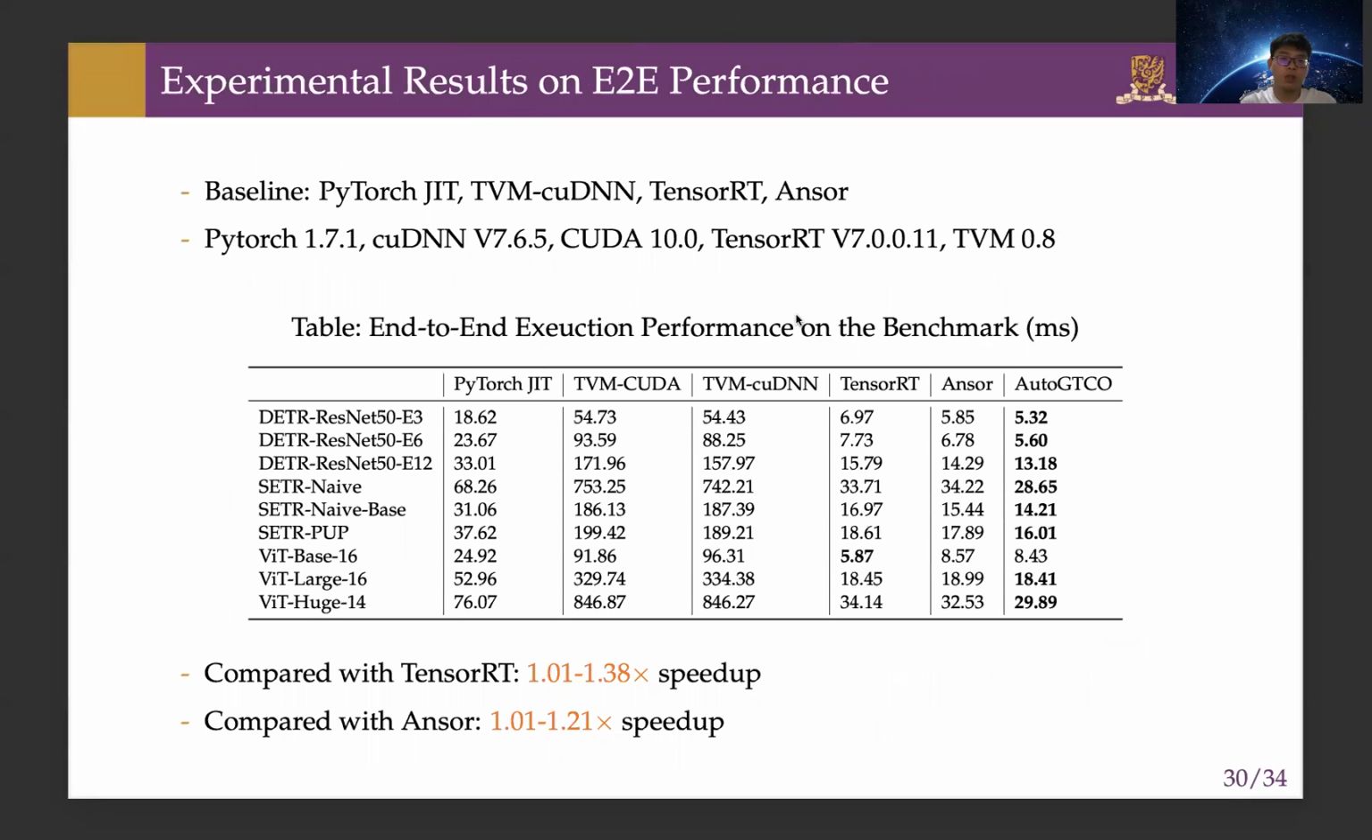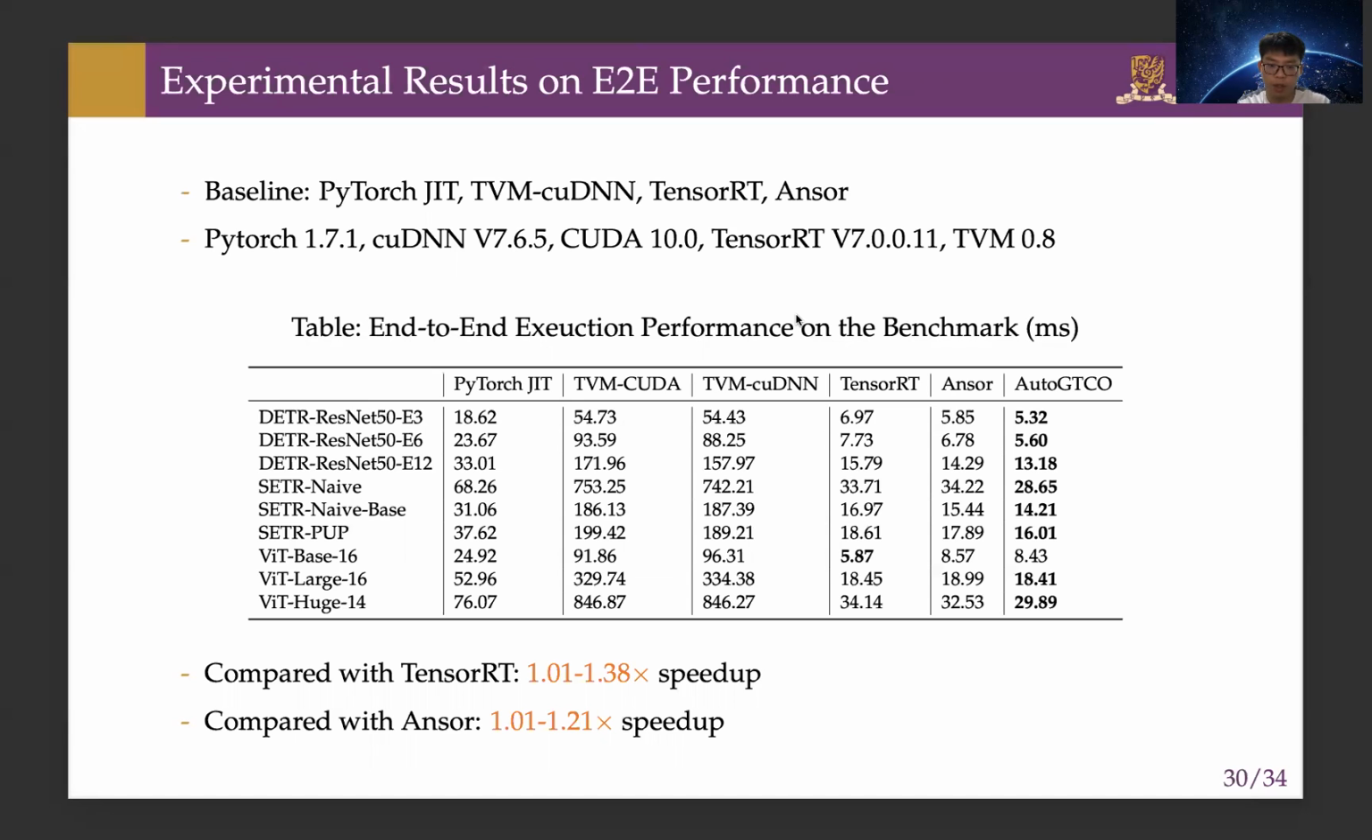We do some experiments on the end-to-end performance testing. The baselines are PyTorch JIT, TVM with cuDNN backend, TensorRT and Ansor. So the software versions of the baselines are, for PyTorch, we use version 1.7.1. For cuDNN, we use version 7.6.5. For CUDA, we use version 10.0. For TensorRT, we use version 7.0.1.011. For TVM, we use 0.8.